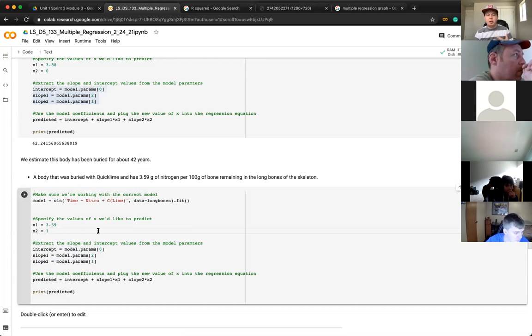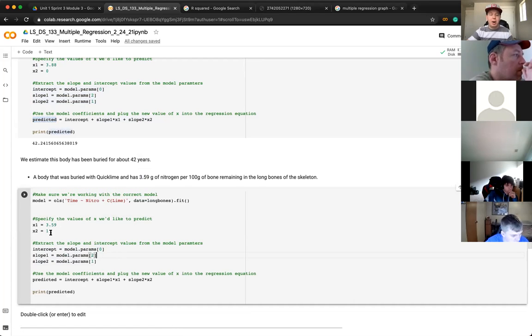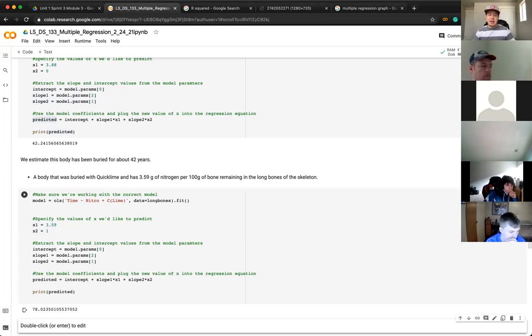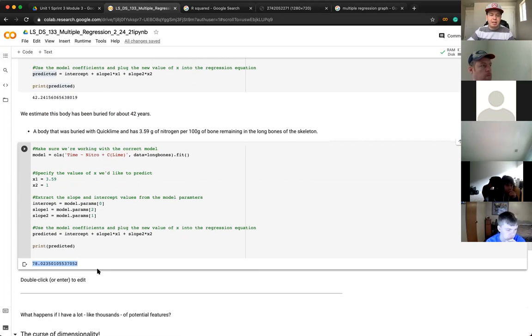What I really wanted to show here is that now that we have multiple X variables, we're going to have multiple inputs when we want to generate a prediction. We're going to have X1 and X2, and we have to feed those both into our equation, then add the intercept to get our y hat, our predicted value. But this predicted value is going to be on a different line, because quicklime is 1 as opposed to 0. So this is going to be on the orange line instead of the blue line in my Seaborn graph. And we say this person has been buried for 78 years. Now, a little bit higher here.